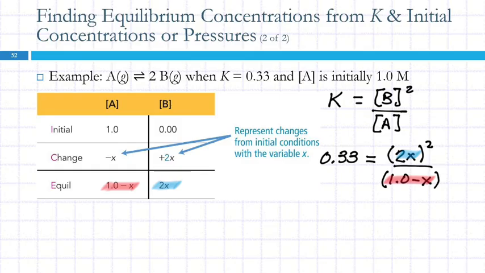Okay? We're using x because we don't know what the change is. It's going to be x. We add these together. This is going to represent the concentration at equilibrium for A, concentration at equilibrium for B. So we can plug those representations into our equilibrium expression. We know what the constant is. Now we have an equation with one variable. We can solve for x.